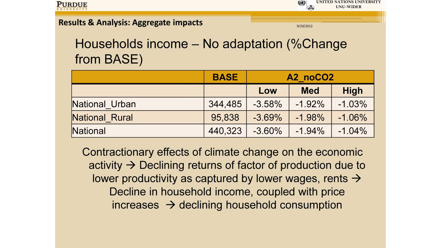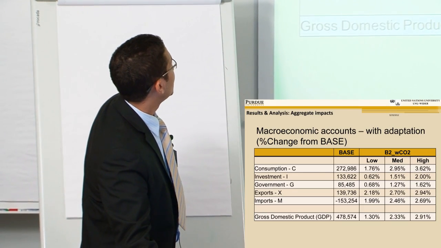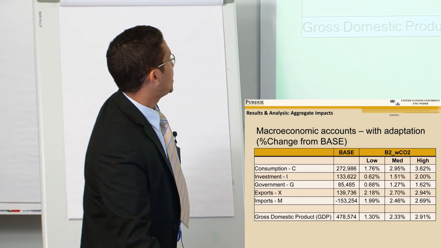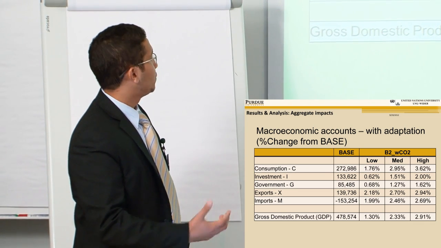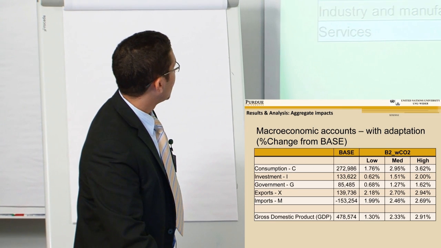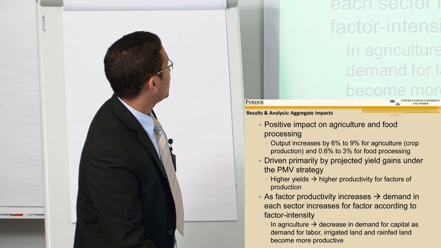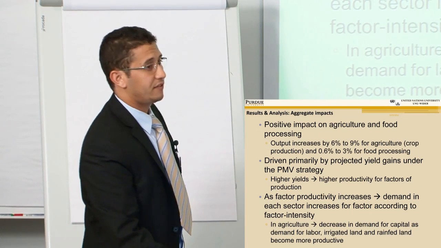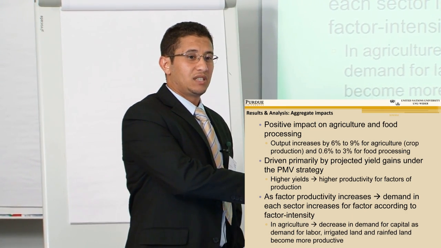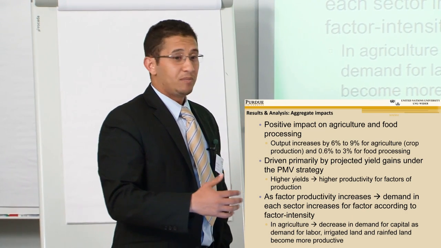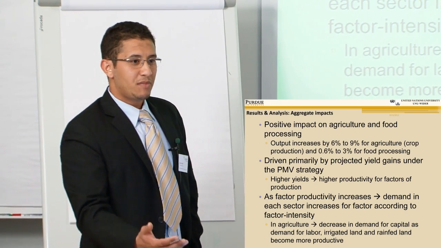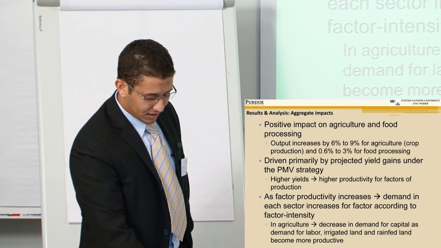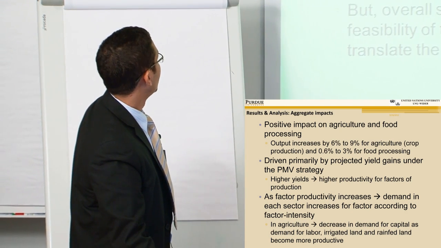Just to move quickly to the adaptation. When we account for adaptation, we see that there is a potential for reversing the trend with the PMV strategy. But the PMV strategy as it stands is an investment project that targets productivity gains, and the gains they project are assumptions on what is achievable. Whether or not that could be translated into reality remains a question mark and needs to be further investigated. So thank you for your attention.